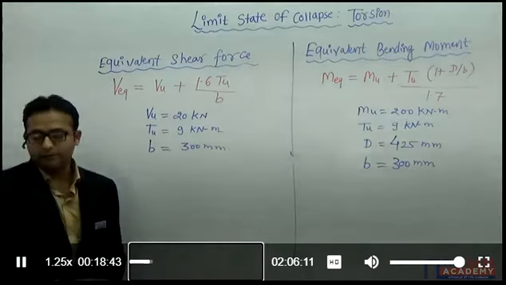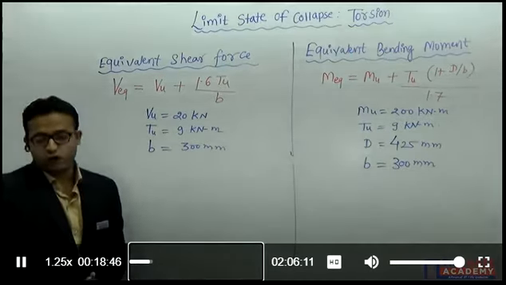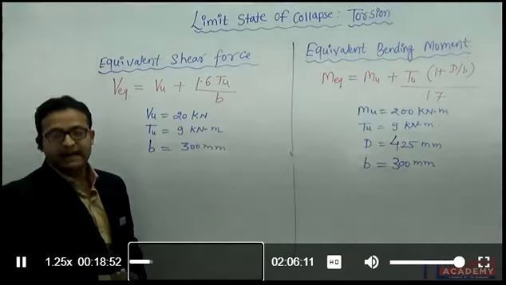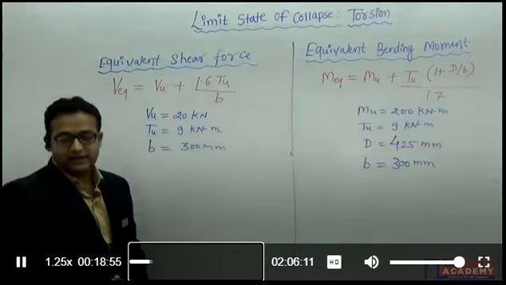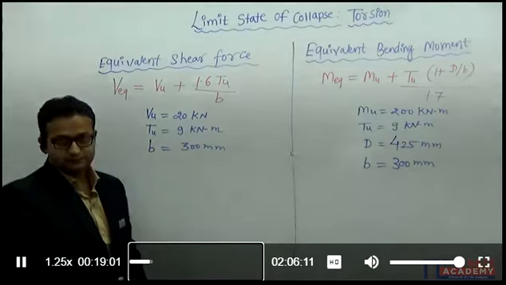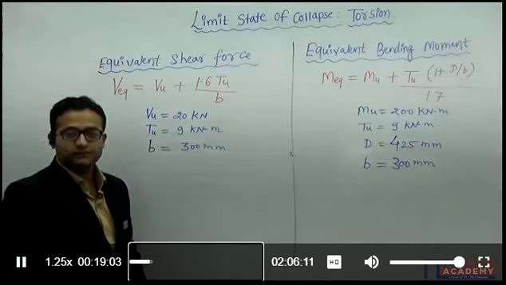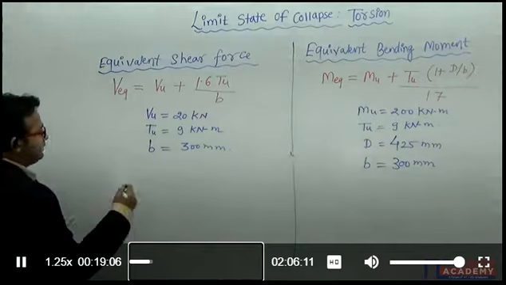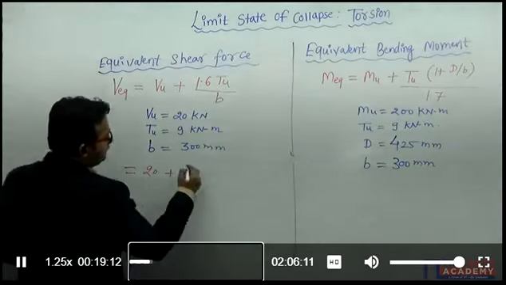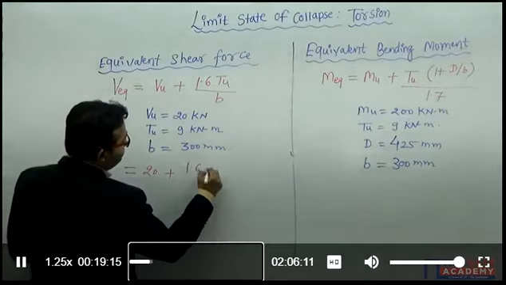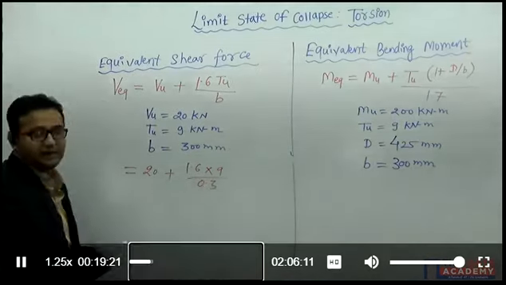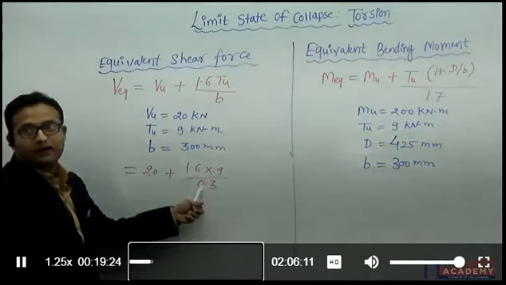Let's solve the problem. The question for 2 marks in GATE 2004 is to calculate the equivalent shear force Ve. Can we calculate the equivalent shear force? Yes, we can calculate. The formula is known to me. Vu they have given 20, plus 1.6 times the torsion moment, which is 9, divided by the width I know is 300 mm, and I am putting the width in meter, 0.3.